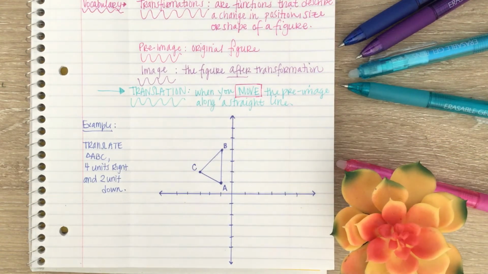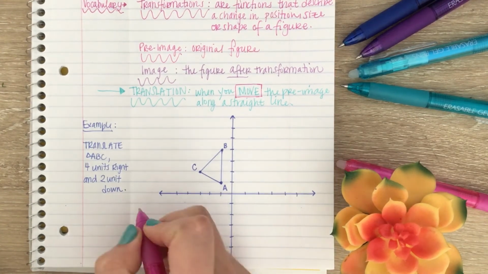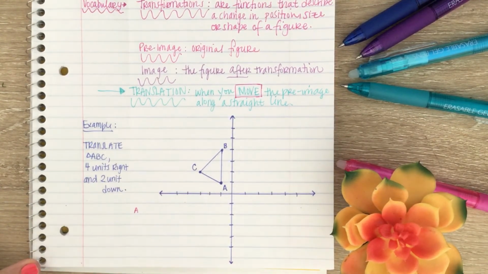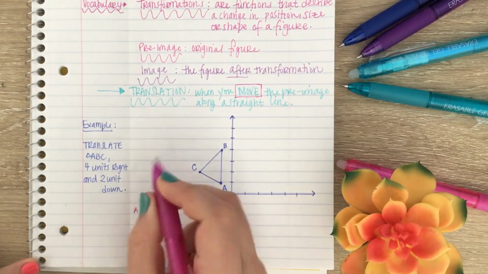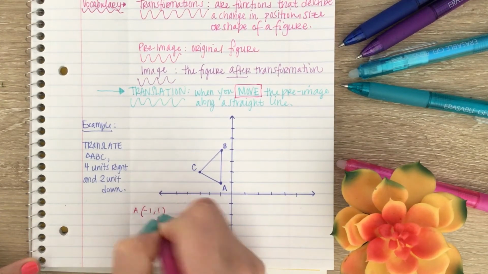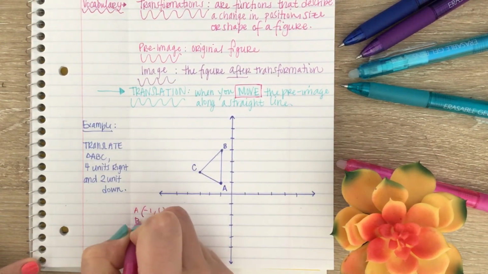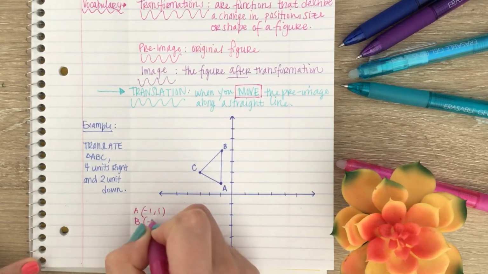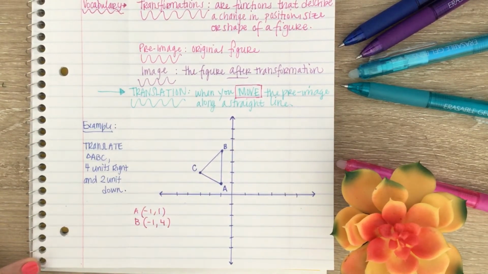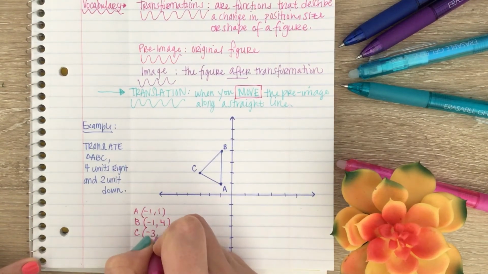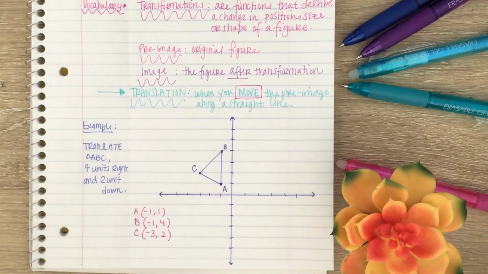So first of all, let me go ahead and help you out with what points A, B, and C are. So point A is -1, 1. Point B is -1, 4. And point C is -3, 2. Double check me. Okay, so those are our points for triangle ABC.